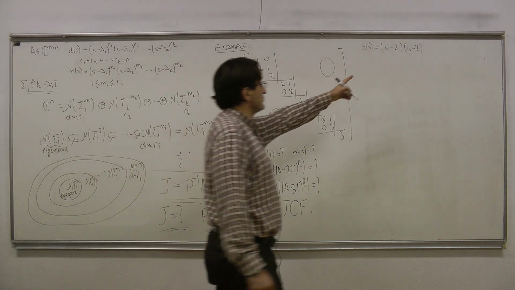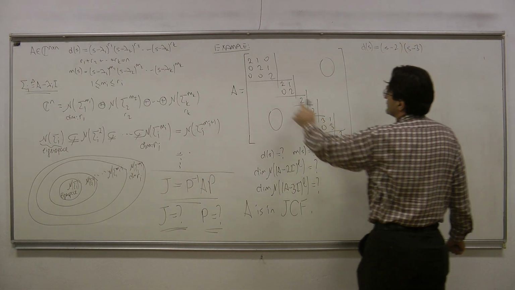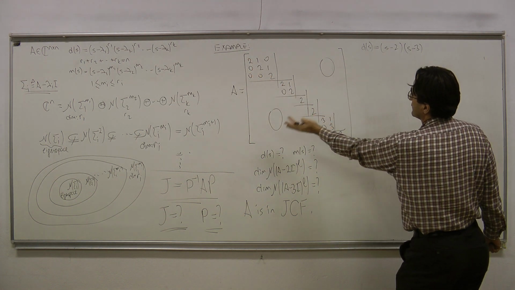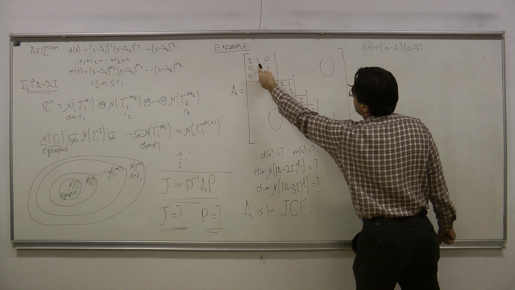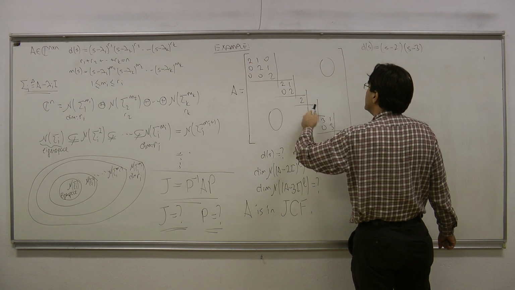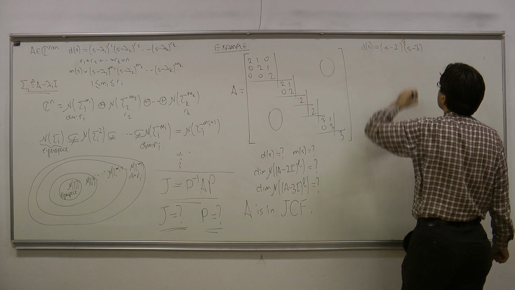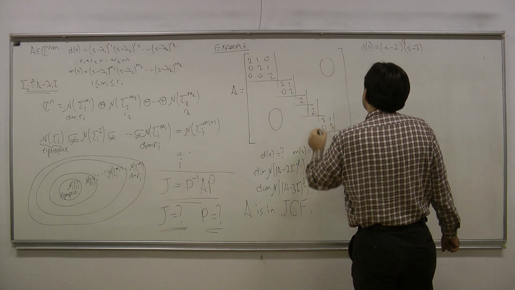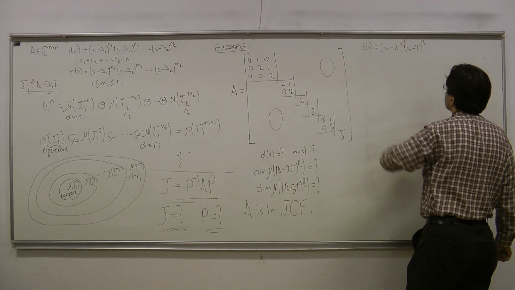And now what about these powers? Here the eigenvalues are on the main diagonal. This is an upper triangular matrix. Eigenvalues are on the main diagonal. How many eigenvalues equal to 2? There are 7 eigenvalues which are equal to 2. And I have 3 eigenvalues which are equal to 3.